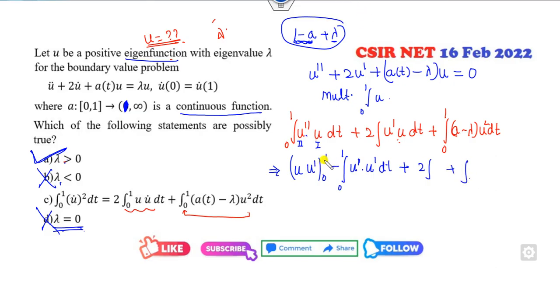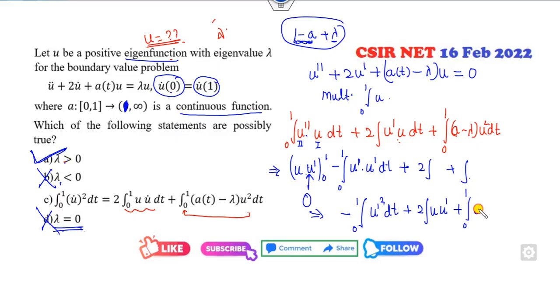Now what is the value of this? You can see u dash of 0 and u dash of 1 is my here, so this number will be 0. So the only thing is minus integral from 0 to 1 of u dash square plus 2 times u of u dash plus a minus lambda u square. You can see this negative I can put on the right hand side, you will get the same answer. So the right answers are A and C, the correct options.